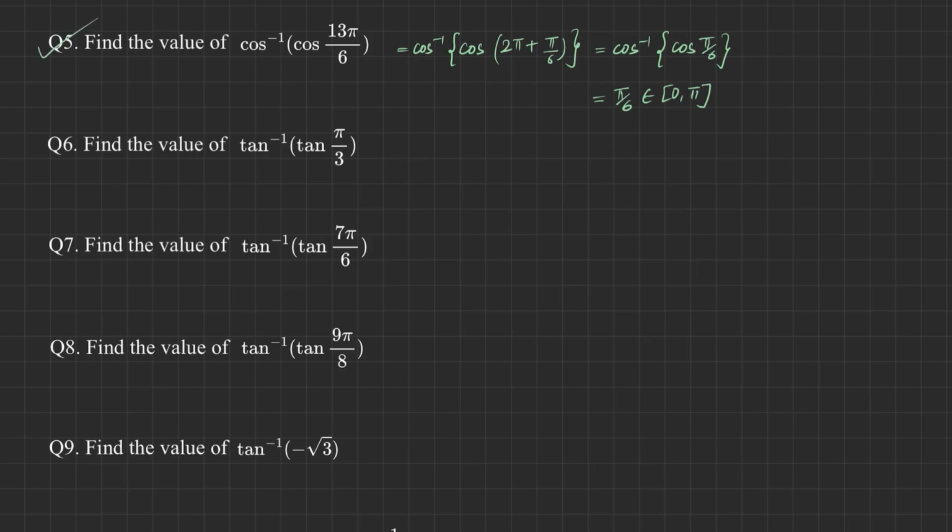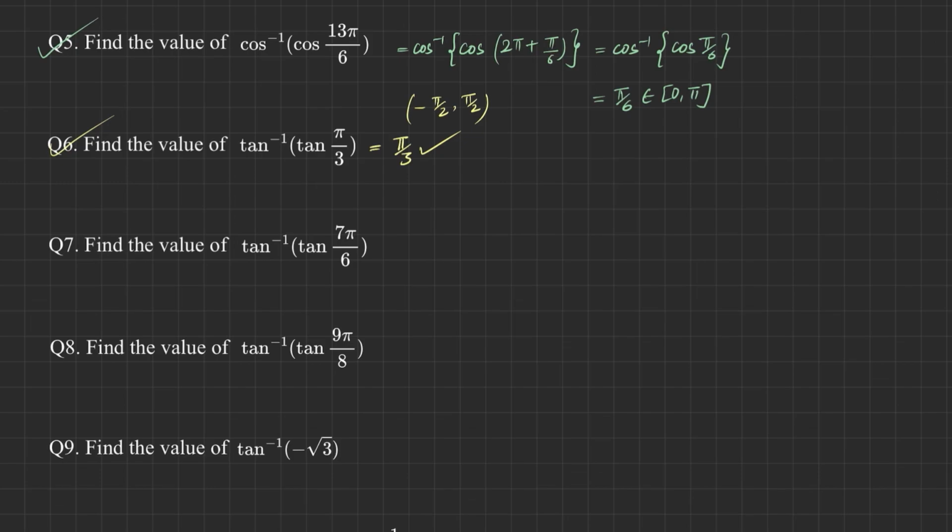Next we have question number 6, find the value of tan inverse tan pi by 3. For this also we should recall the principal value range of tan, and the principal value range for tan is the open interval minus pi by 2 to plus pi by 2. Since pi by 3 belongs to this principal range, the answer for question number 6 is directly pi by 3.